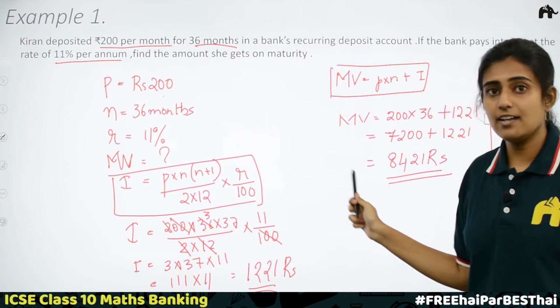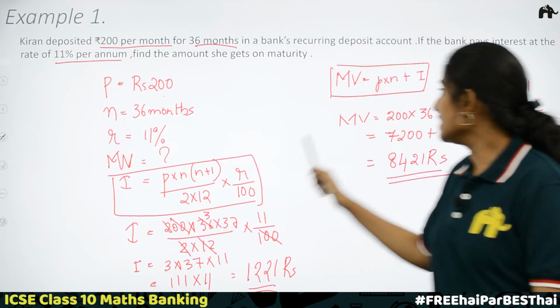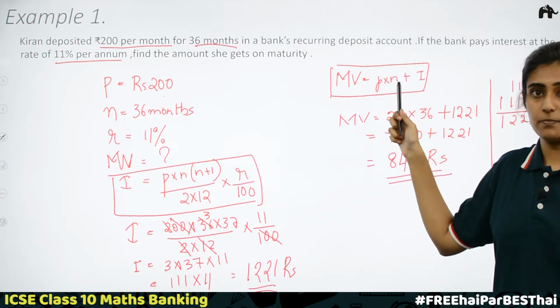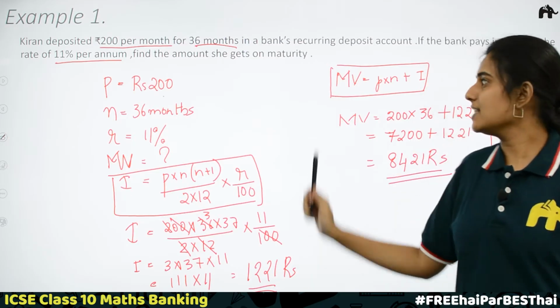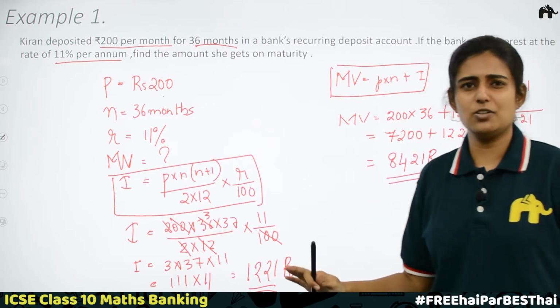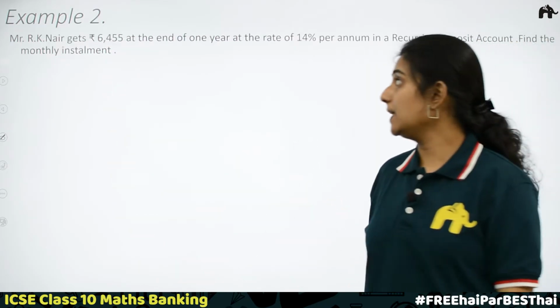Is this question clear? What did we do here? First, we found the interest, added this interest to P into N. We got the maturity value. Clear? So, this is the first type of question. That is a direct question. We need to find the interest and the maturity value. Here is our second example.